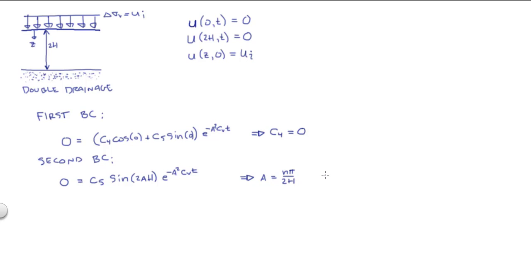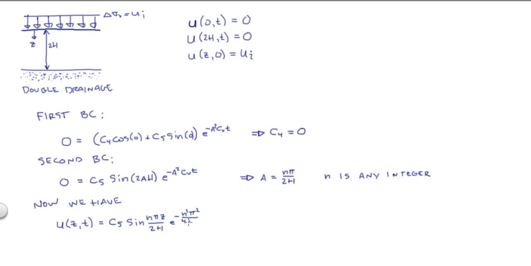Based on this expression, we can solve for A. A must be equal to n pi over 2H, where n is any integer. You'll find that plugging that in for A will always result in the second boundary condition expression being 0. So we now have an expression for pore pressure that's become a bit simplified. We have C5 times the sine, and now I'm going to substitute in for that A term, so it's n pi z over 2H, e to the minus n squared pi squared over 4H squared times cv times t.